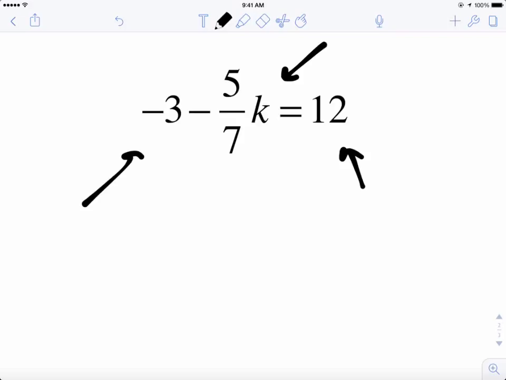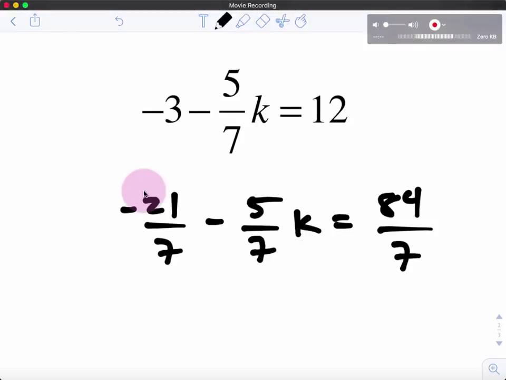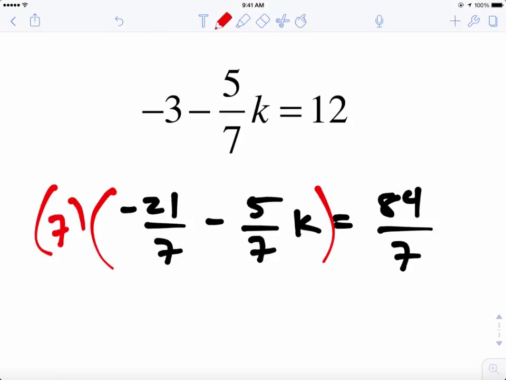And you know what? Fractions and integers just don't always play so well together. So what we like to do is we like to create a new equation in which there are no fractions at all. And one way to do that is as such. What I kind of first do is I write all of the terms as fractions, all having 7 as their denominator. So I might write this as negative 21 over 7 minus 5/7 times k equals 84 over 7. And now that we have all of these fractions with 7 as their denominator, you can multiply both sides of the equation by 7.